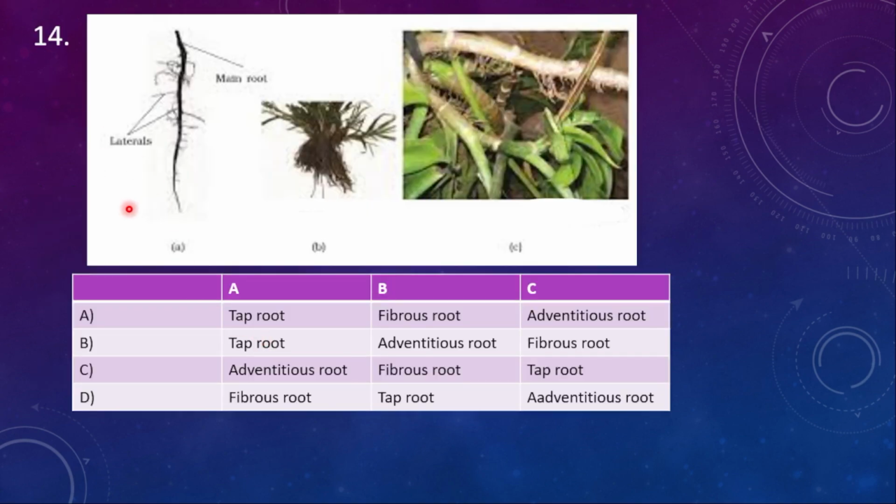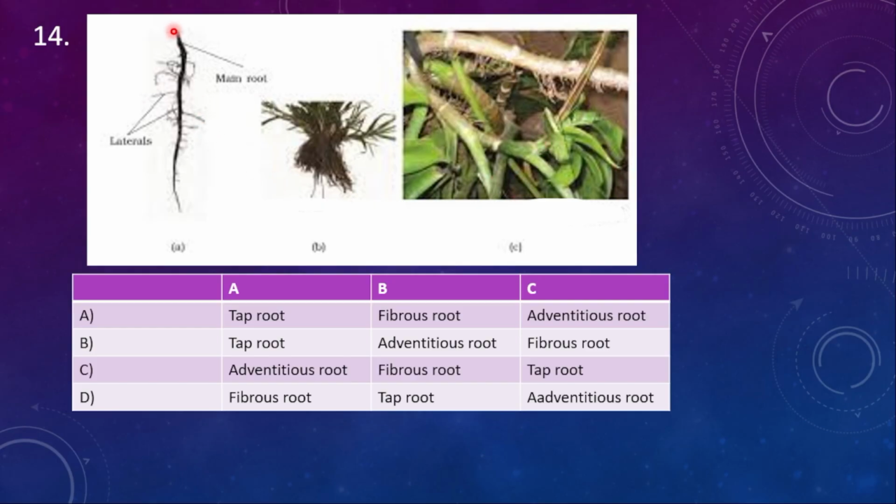14th one, here there are the diagrams A, B, C. What is A, what is B, and then what is C? We must identify them. First one, this is the taproot. Second one is the fibrous, and then third one is adventitious root.